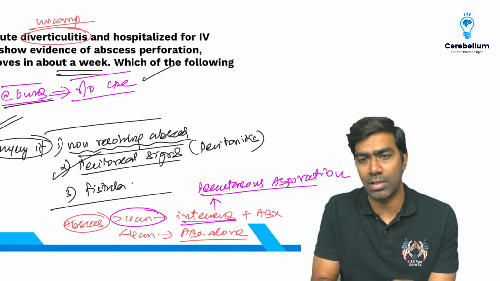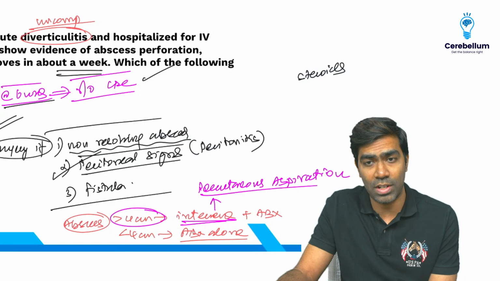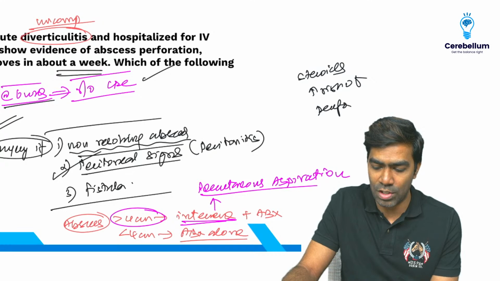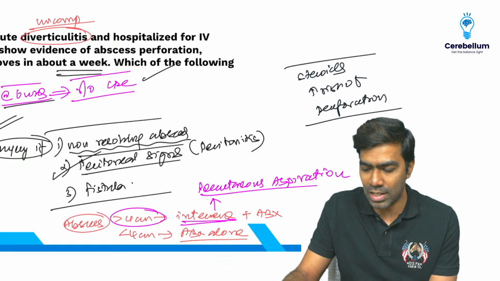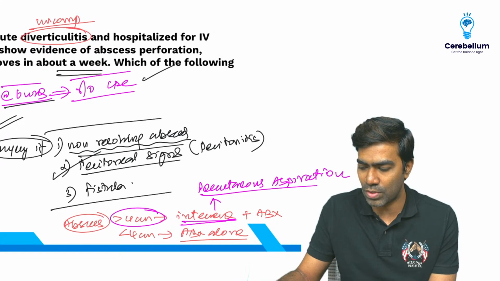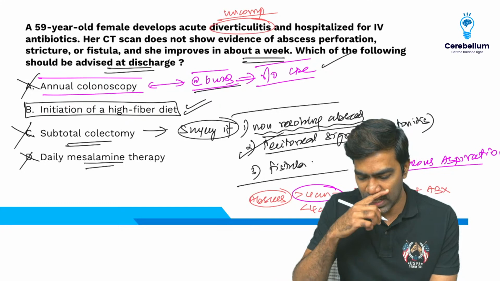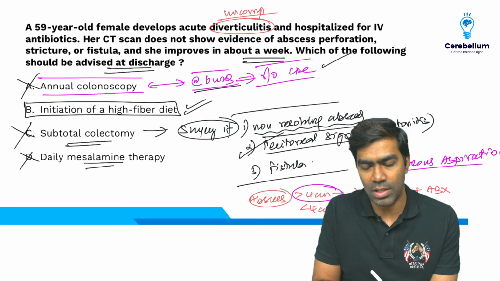And you should not use steroids. Steroids have to be very carefully used in a patient with diverticulosis because steroids increase the risk of diverticulitis and subsequent diverticular perforation. So if at all you want to use steroids, be careful, because this can increase the risk of diverticular disease related perforation. So all of the three options A, C and D are wrong. The only right answer is option B. Initiation of a high fiber diet is the one that should be done in patients with uncomplicated diverticulitis.